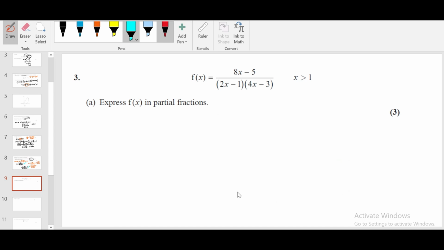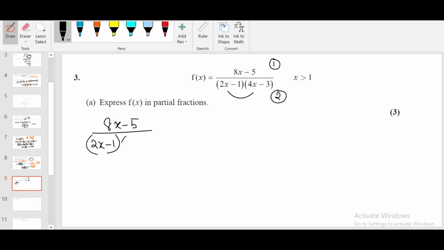Express f of x in partial fractions. Okay, first thing we need to check whether it's proper or improper. The degree of numerator is 1. If you expand, you will get degree of denominator as 2. 1 over 2 is a proper fraction. For proper fraction, we can just put a constant for every factors actually.